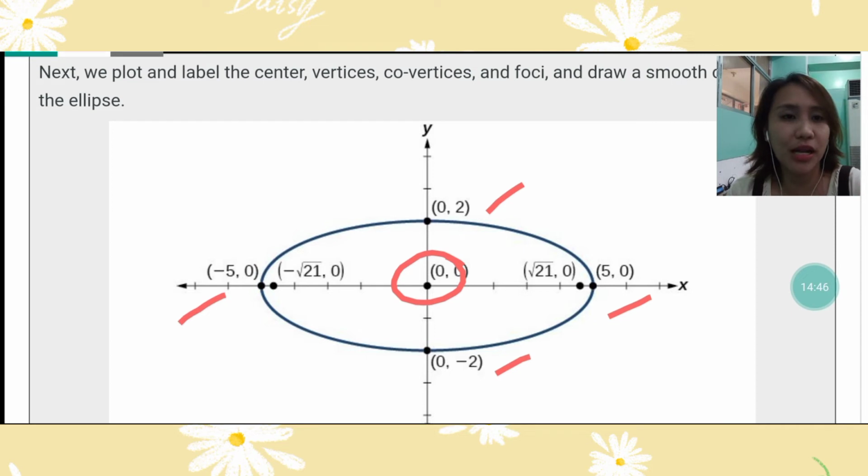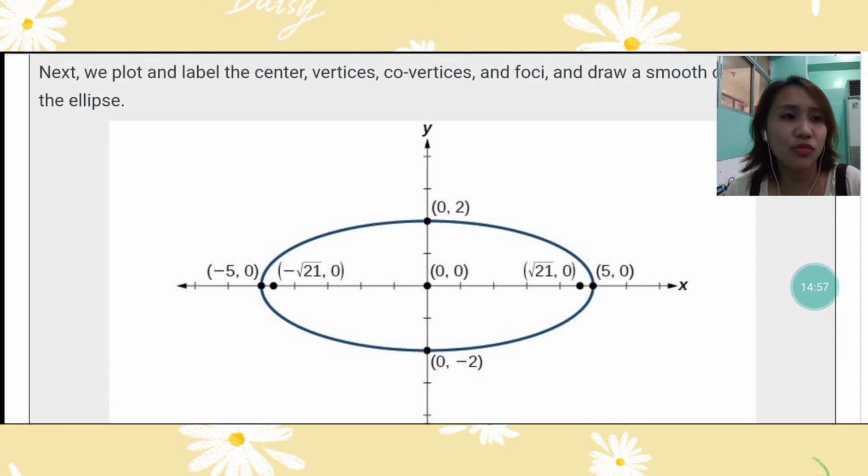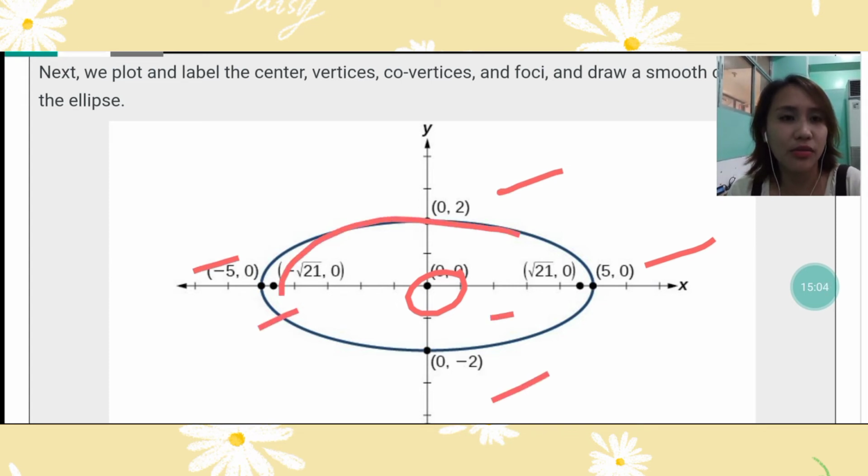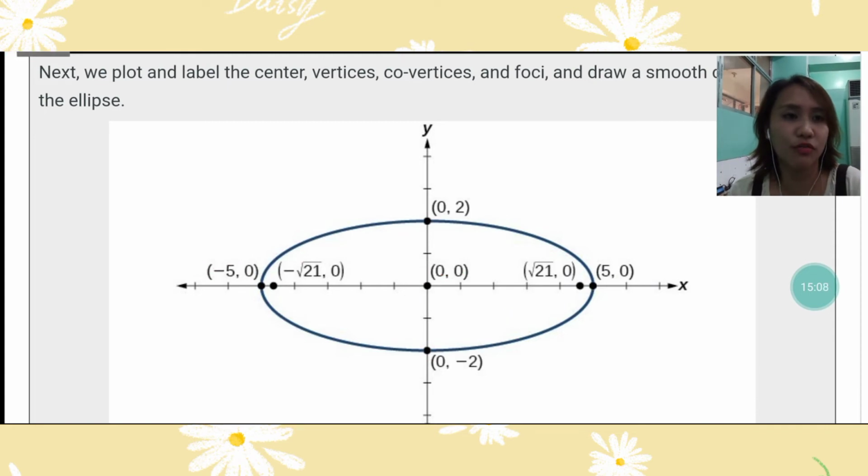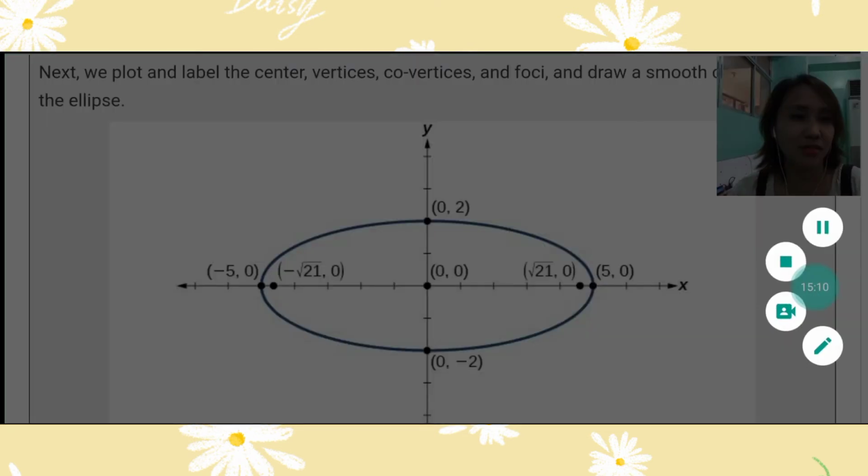So also here on the left, you can plot the negative square root of 21 in between the values of 4 and 5. And after getting those, if you know the origin, the vertices, the co-vertices, and the foci, that will be the time that you'll be able to draw a smooth curve for your ellipse.